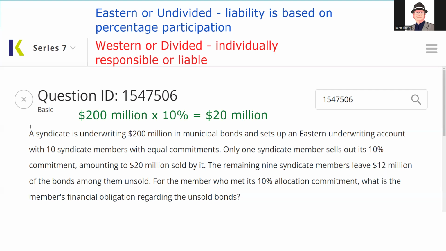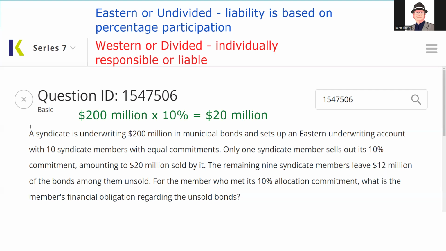So now they tell me only one syndicate member sells out its 10% commitment. Oh, well, they just told me it was 10%. I was able to figure that out, but oh, well. So amounting to 20 million sold by it. Okay. The remaining 9 syndicate members leave 12 million of the bonds among them unsold.